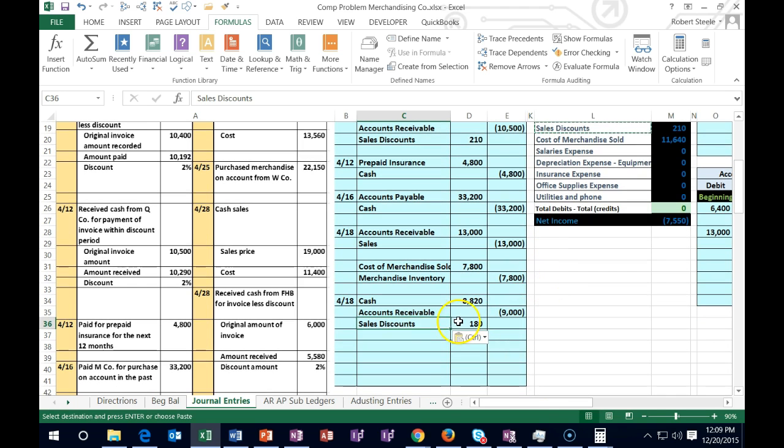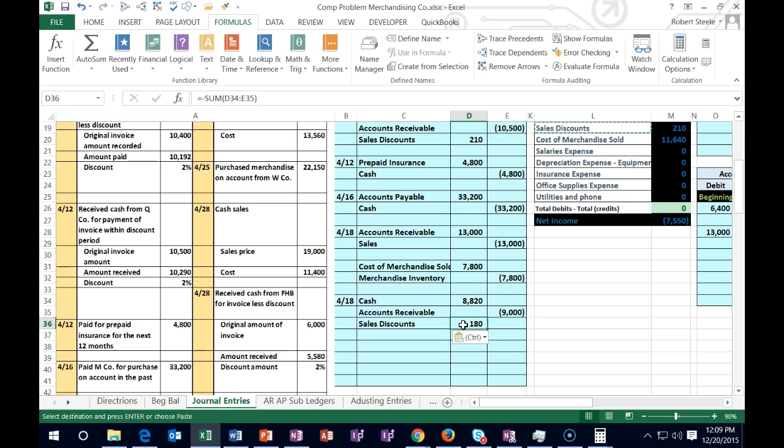Note that I have put this out of balance as well. If I was in perfect conformity with a lot of the textbooks, they would usually put the sales discount before the receivable. But again, in my mind, I kind of like thinking it through this way. I kind of like having the sales discount as the plug. So if you need to reorder it, that's fine. If you leave it this way for me, that's fine.